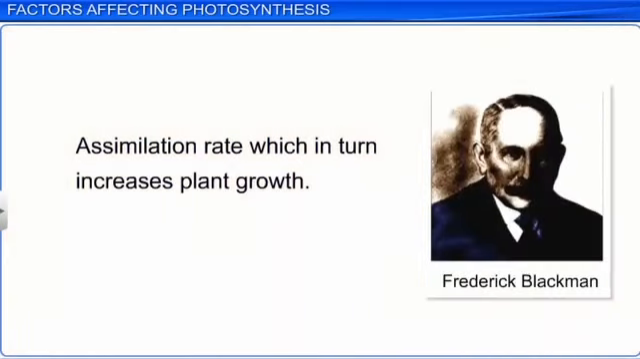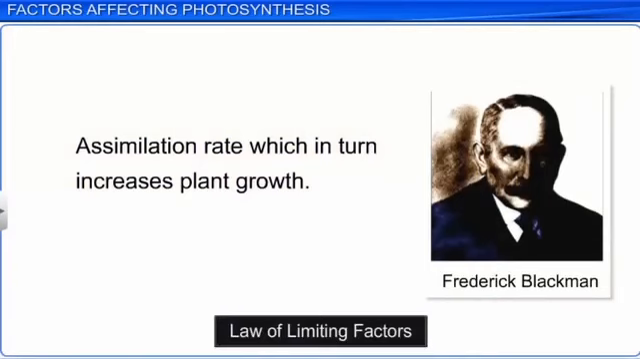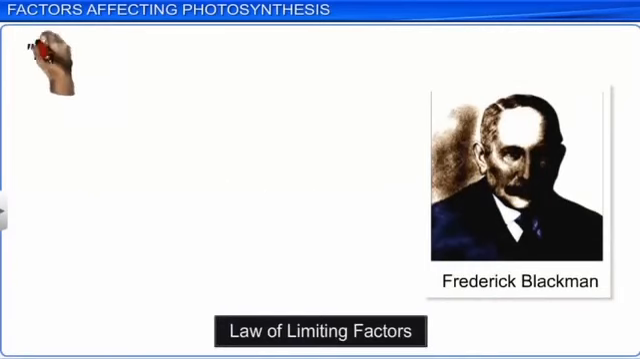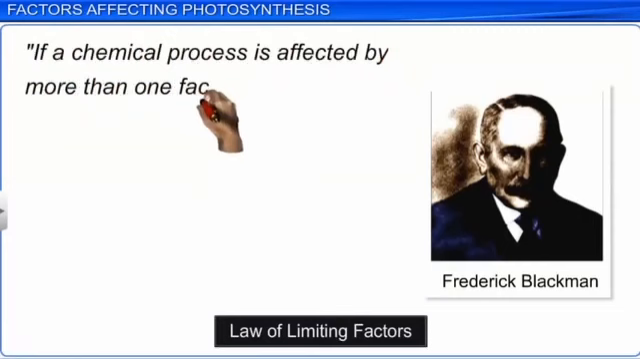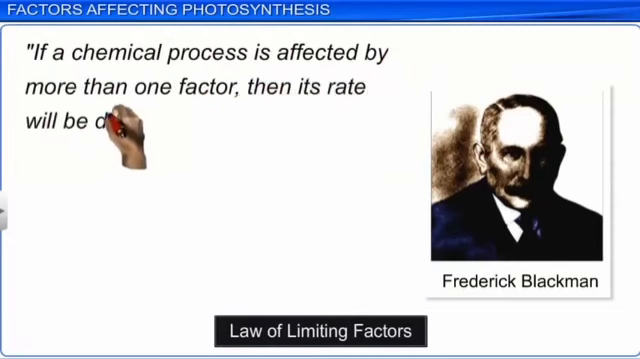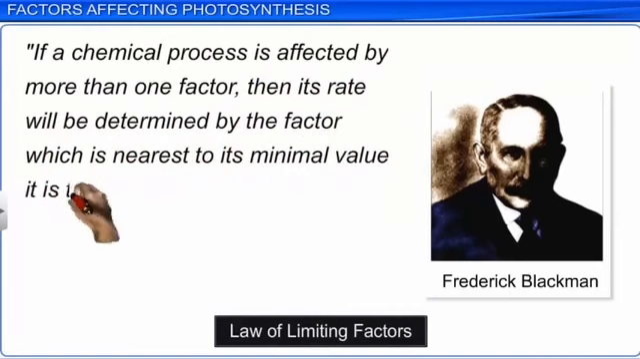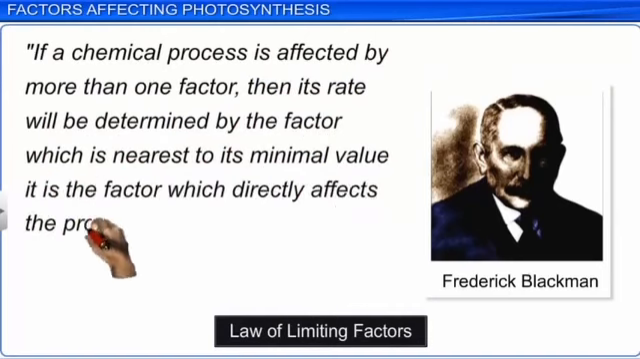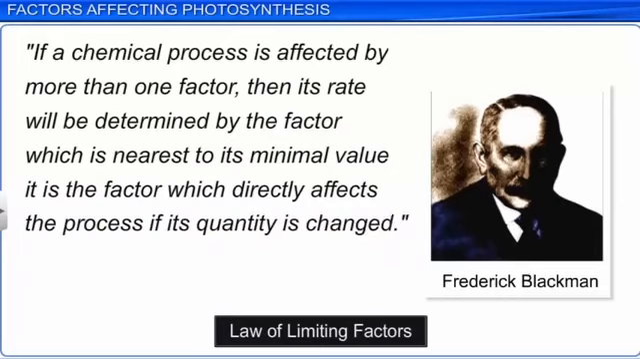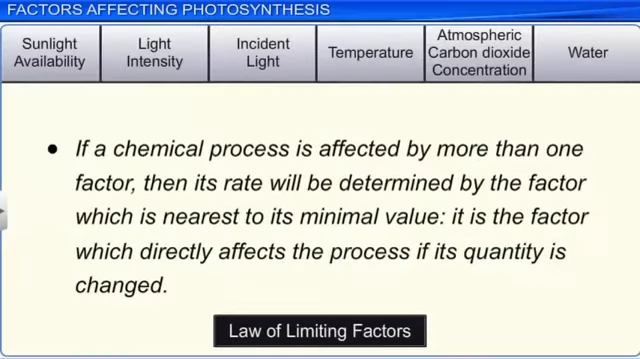In fact, Blackman formulated the law of limiting factors, which states that if a chemical process is affected by more than one factor, then its rate will be determined by the factor which is nearest to its minimal value. It is the factor which directly affects the process if its quantity is changed. In other words, this law means that though photosynthesis is dependent on several factors, the rate at which the process takes place is governed by the factor whose concentration is the lowest.